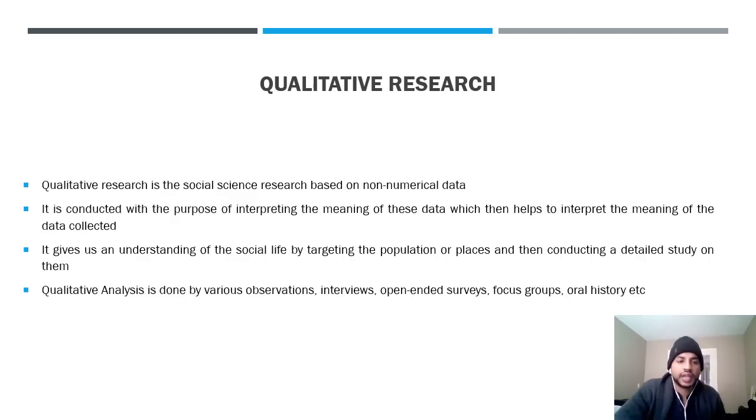Qualitative research is a social science research based on non-numerical data, which means no numbers are involved. This is communicating with people, getting info back from people. It gives us an understanding of social life by targeting the population or places and then conducting a detailed study on them. Qualitative analysis is done by various observations, interviews, open-ended surveys, focus groups, oral history. I will ask questions like this on the quiz: what are some ways that qualitative analysis is done? How do companies do a qualitative analysis?